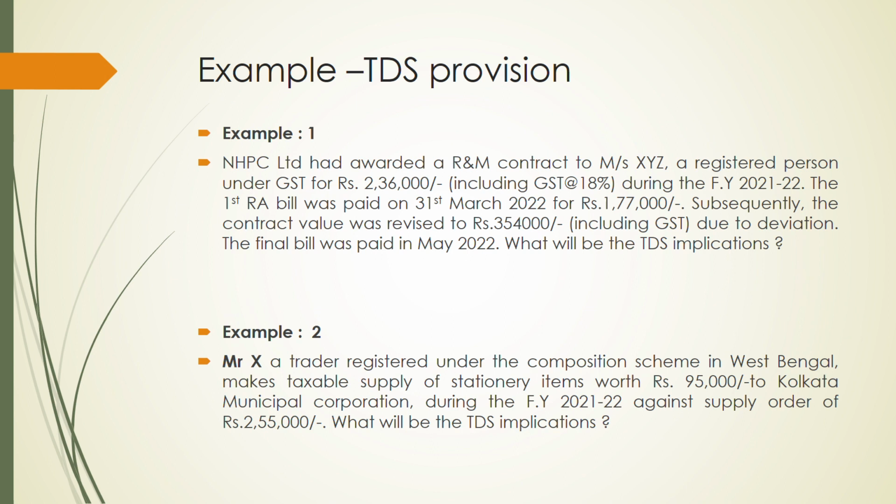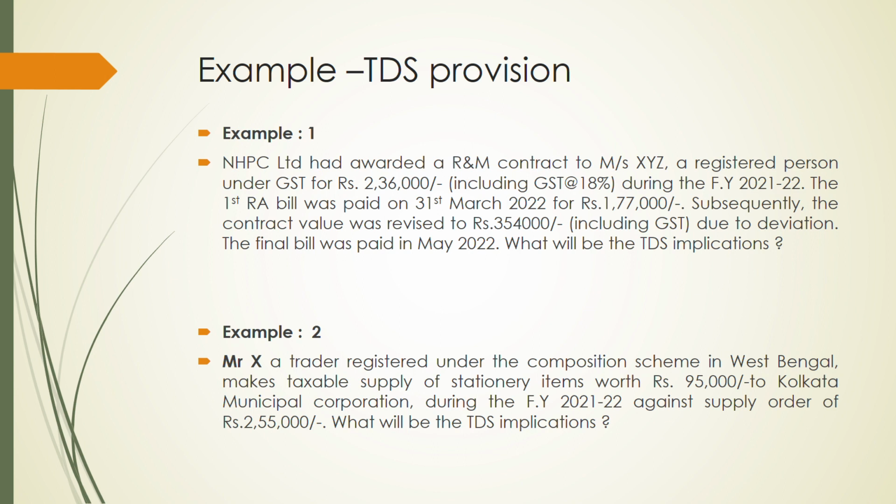Let us go through this carefully. NHPC Limited, this is a public sector undertaking. It had awarded an R&M contract which value was 2,36,000, including 18% GST. It means the taxable value is 2 lakh and 18% GST is 36,000, so it comes to 2,36,000. Here you see it doesn't exceed the prescribed limit, that is 2,50,000 excluding GST. So TDS provision is not applicable.